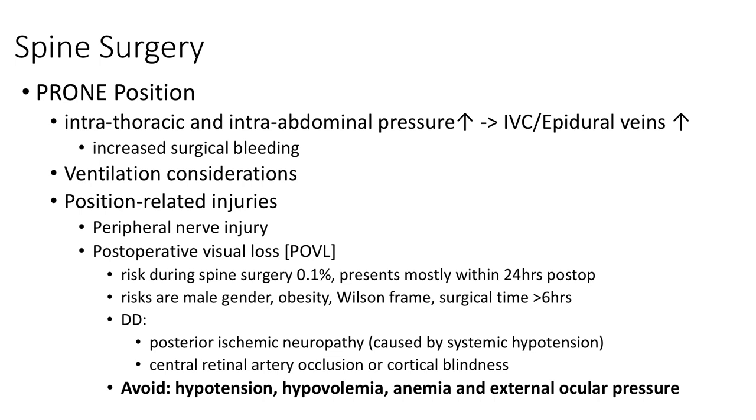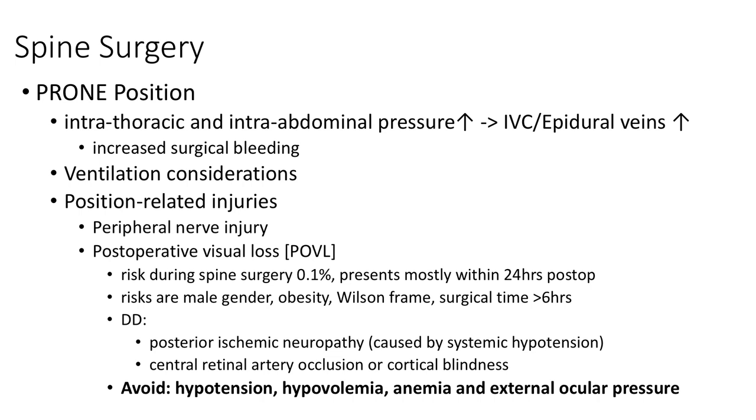When you see a patient postoperatively and they complain about a vision change, you should have a differential diagnosis towards posterior ischemic optic neuropathy, which is most commonly caused by systemic hypertension. It also can be central retinal artery occlusion or cortical blindness. So you will need a more detailed eye exam and a neurological exam before you can make that diagnosis, but you should do it as early as possible.